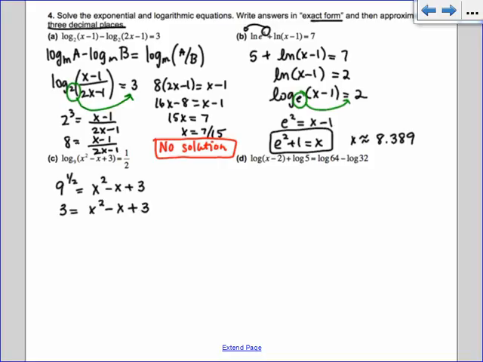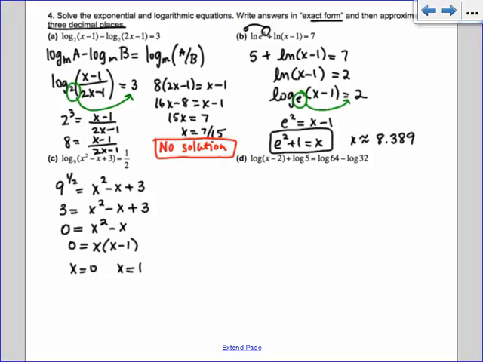So when we subtract 3 from both sides, we get 0 equals x squared minus x. So this is one we can solve by pulling out the GCF. So I have an x in common. I have x minus 1 left. So I get x equals 0, and I get x equals 1.